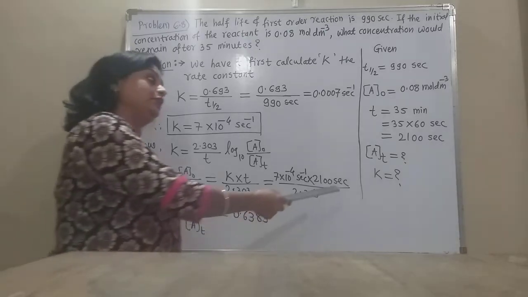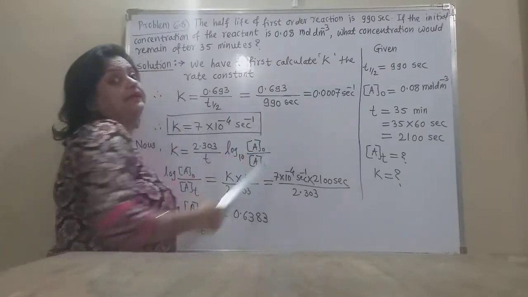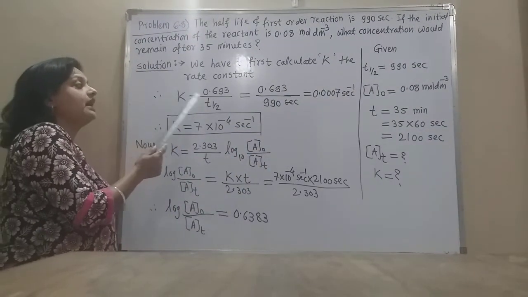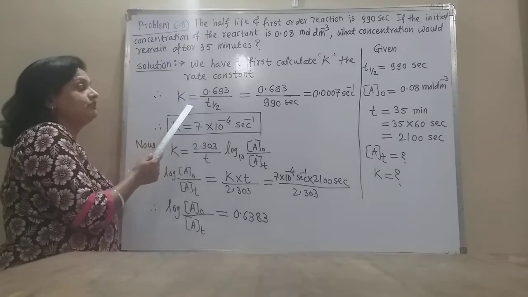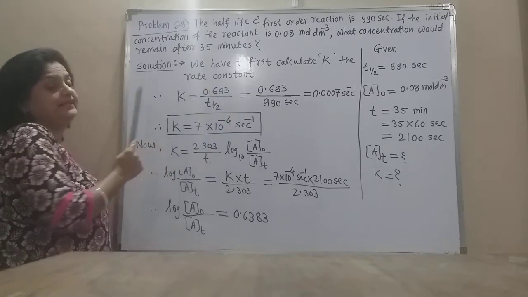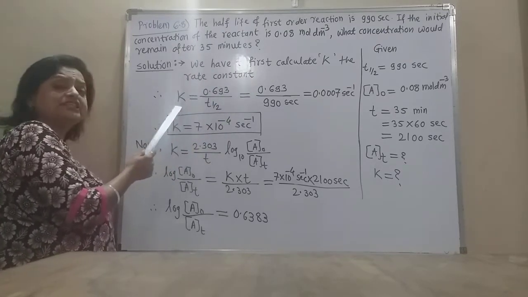Now we have to calculate At, but in our formula the rate constant K is also there. So first calculate the rate constant K from the half-life period, because the relation between the rate constant and half-life period is K is equal to 0.693 divided by t half. So we first calculate the rate constant K by this formula.